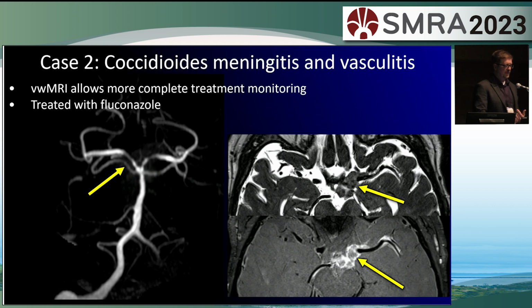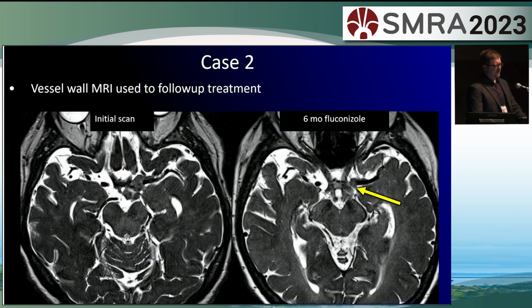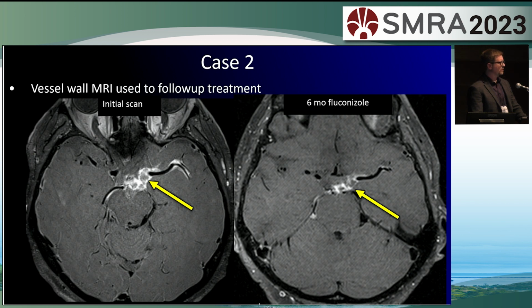and the vessel wall MR not only helped in diagnosis, but also treatment monitoring. This patient went on to be treated with fluconazole. You can see on the follow-up that there was still remaining T2 signal in the cisterns and enhancement after 6 months of treatment. So this patient had to be treated for another few months until this resolved. This was a good way to monitor treatment.